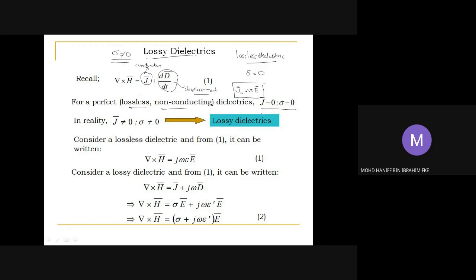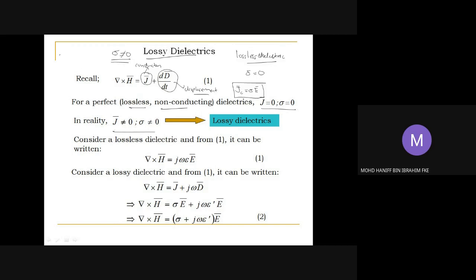But when we have lossy dielectrics, as I mentioned just now, sigma is not 0, and as such, the conduction current is also not 0. So we're going to characterize the important characteristics of lossy dielectrics. Because we know that for the lossless or perfect dielectric, there is no loss. It's perfect, so no loss.